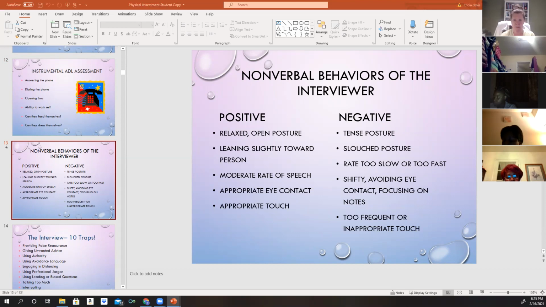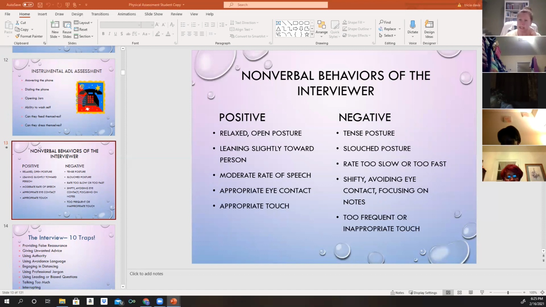So positive behaviors would be if the patient was very relaxed, if they had an open posture, leaning slightly towards the person is a positive when they're talking to you. If they speak at a moderate rate of speech, this goes for you too, so it's for you and the patient. Appropriate touch, appropriate eye contact.